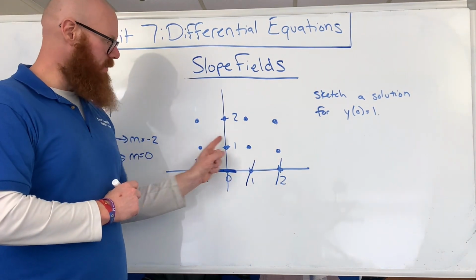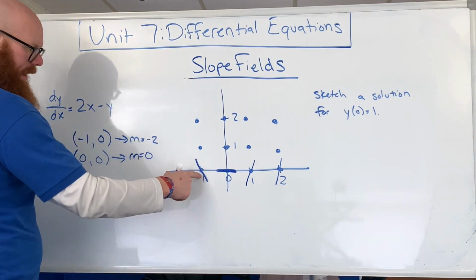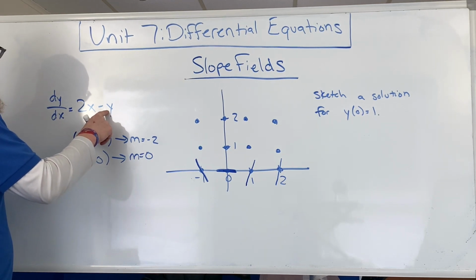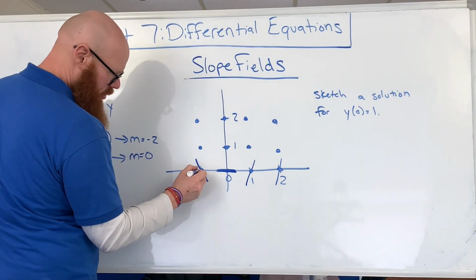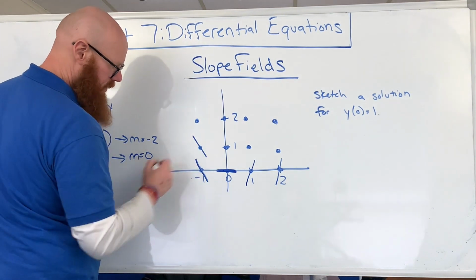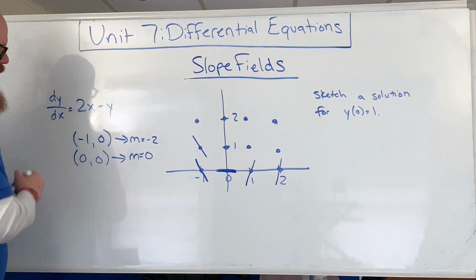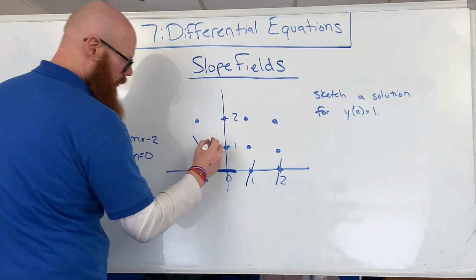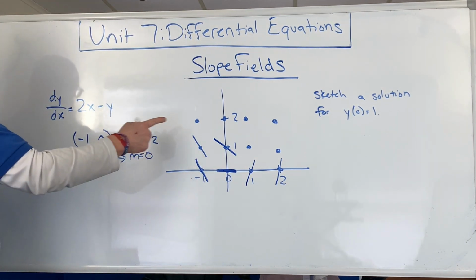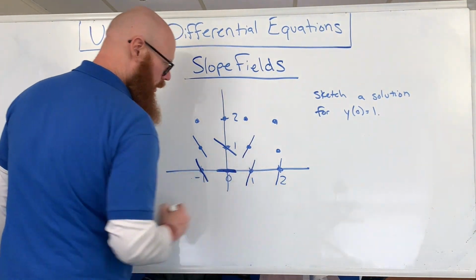Let's do it this way. Let's pretend y is always 1. Well, if y is 1 and x is -1, I'm going to get -2 minus 1 is -3. So it's going to be a little bit steeper than this, but still negative. And then I'm going to plug in 0, 1, so that's going to give me -1. So I get a slope of -1. Let's say that's that. Then I'm going to plug in 1, 1. So that's 2 minus 1 is 1. So I'm going to get a slope of +1.